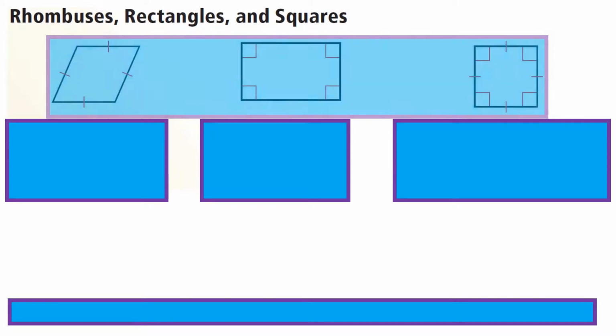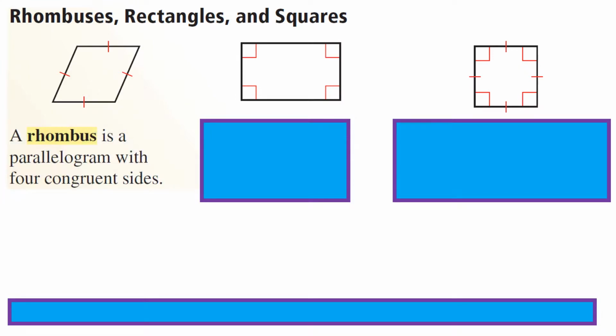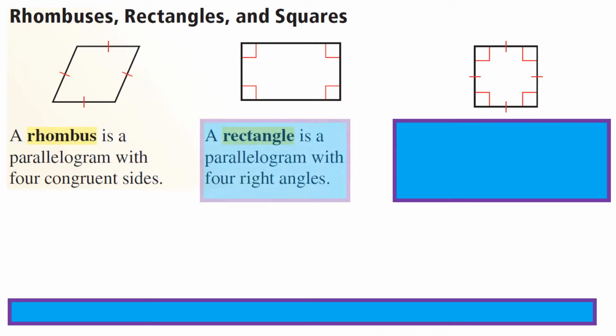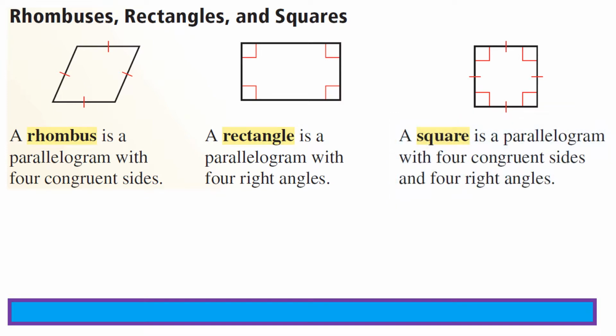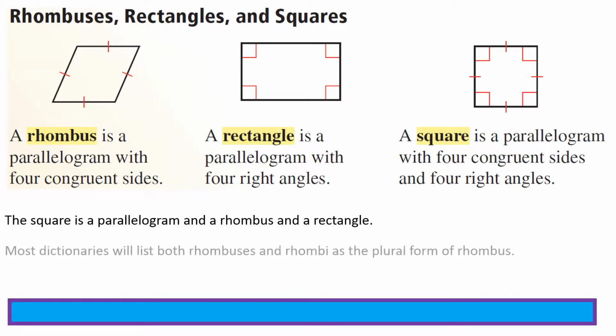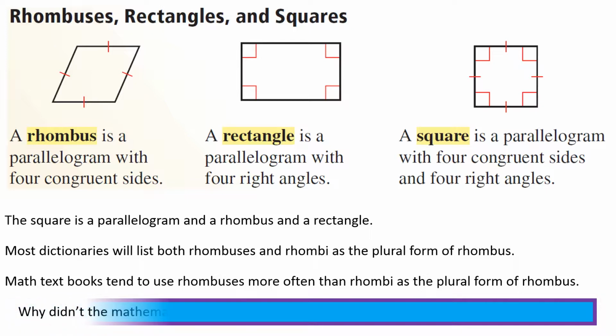So for the rhombus, the rectangle, and the square, a rhombus happens to be a parallelogram with four congruent sides. A rectangle is a parallelogram with four right angles, and of course the square is a parallelogram, and it's got four congruent sides and four right angles. That means that the square is also a parallelogram, the square is also a rhombus, the square is also a rectangle. You can get in almost any club it wants.